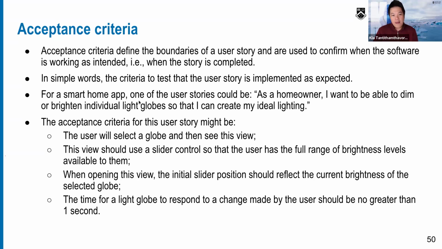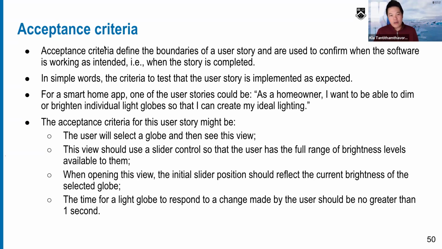For a smart home app, one of the user stories could be: as a homeowner, I want to be able to dim or brighten the individual light globes so that I can create my ideal aesthetic light. So let's think about smart home lighting, that kind of thing.